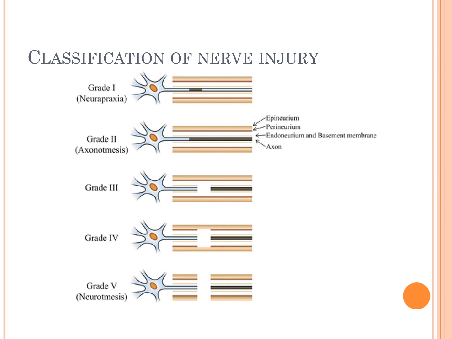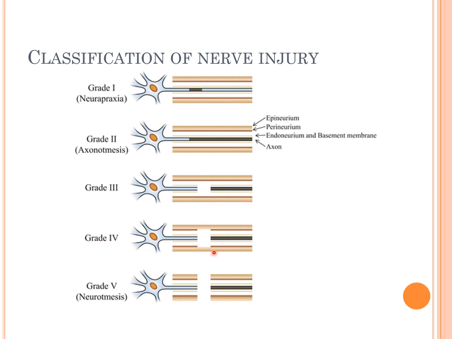In grade 3, you can see in this picture this is the endoneurium, this is the perineurium, and this is the epineurium. The layer immediately surrounding the axon is the endoneurium. Outer to that there is the perineurium. The outermost layer is the epineurium. So here you can see the endoneurium is disrupted. In third degree, the endoneurium is disrupted. So in this type of nerve injury, recovery is incomplete and it may be poor.